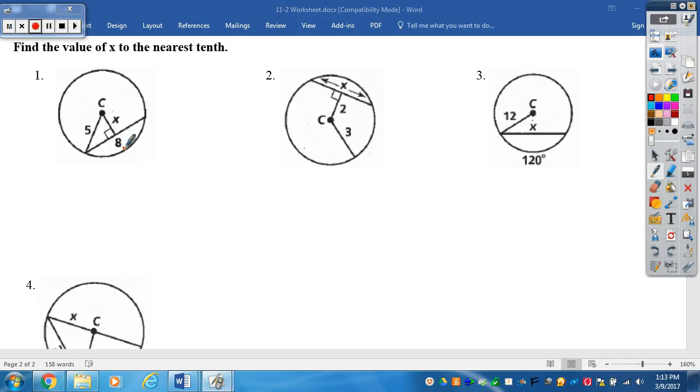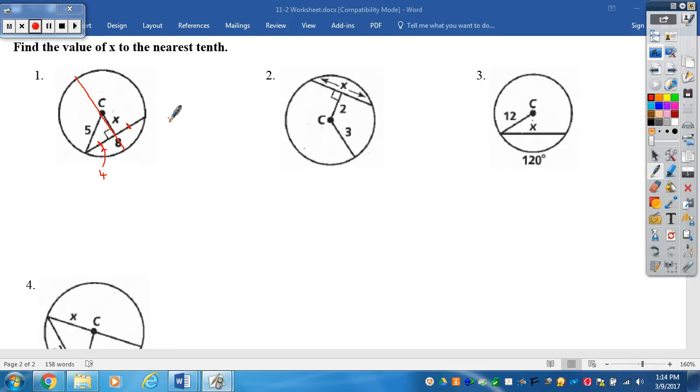If I was to extend this all the way out, that diameter is perpendicular to this chord. So what does it do to that chord? Well, it bisects the chord. So we know that this and this are equal. So if that is 4 right there, how do we find x? Well, I hope you're thinking the Pythagorean theorem.